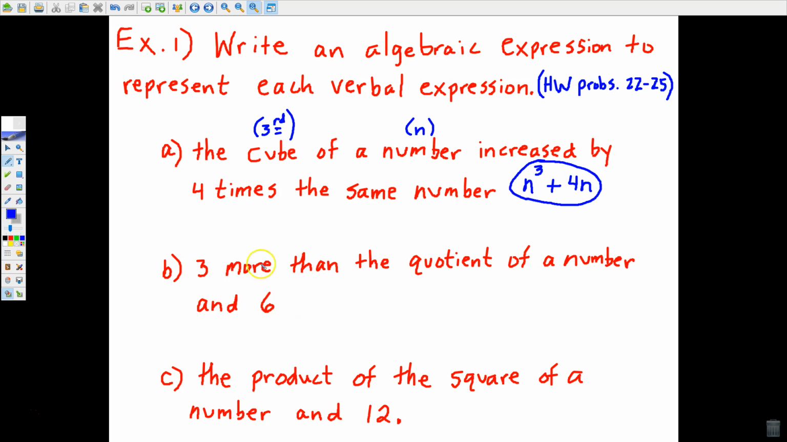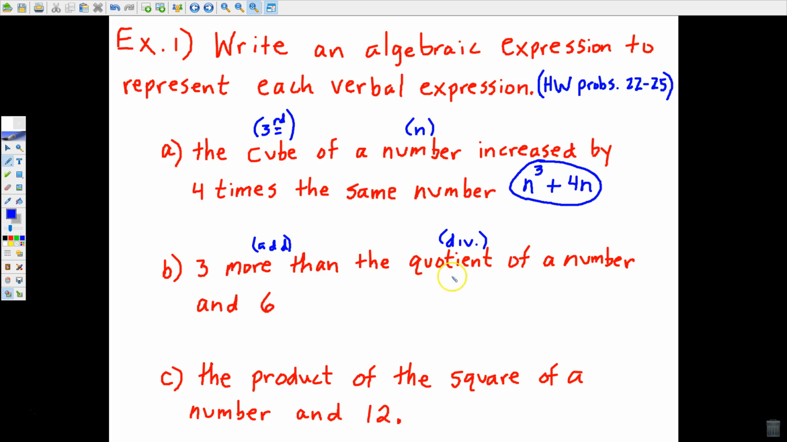So let's move down to letter B. This "more than" is the same operation that we saw up here, "increased by." Notice what we did for "increased by." We added this 4 times the same number. Well, I want you to think the same way. 3 more than, that's also addition. Keyword, "the quotient of," that indicates division. Quotient is another way of saying division of a number and 6.